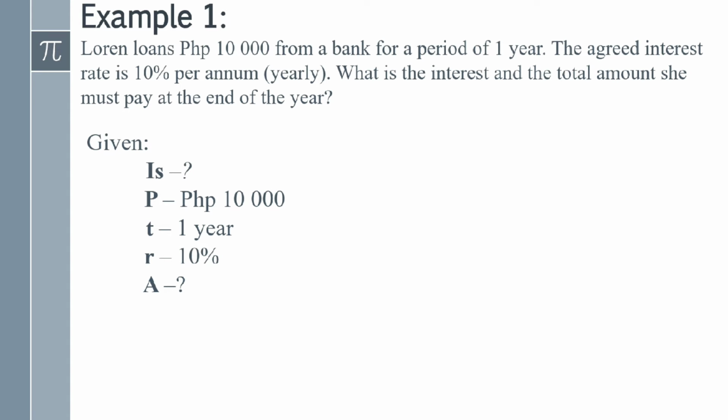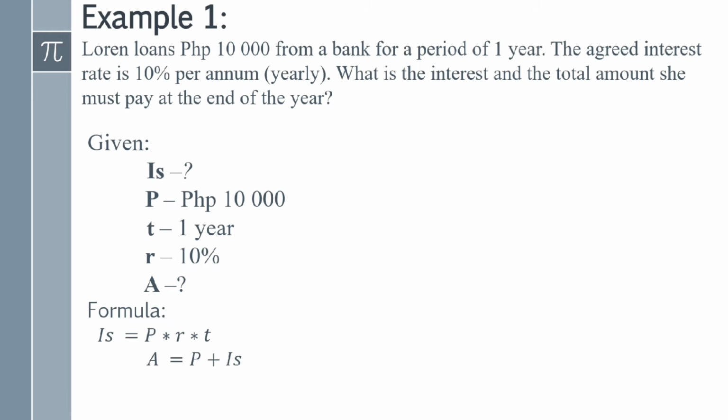P, or the principal amount, is the initial money borrowed or deposited, so 10,000 pesos will be denoted with P. The time given is 1 year, so we know that it is a yearly simple interest. Let us denote 1 year with T. The agreed interest rate is 10%, so we'll denote that with R. Now that we know our given, we can now solve for the simple interest and total amount. First, we must solve for the interest before the total amount.